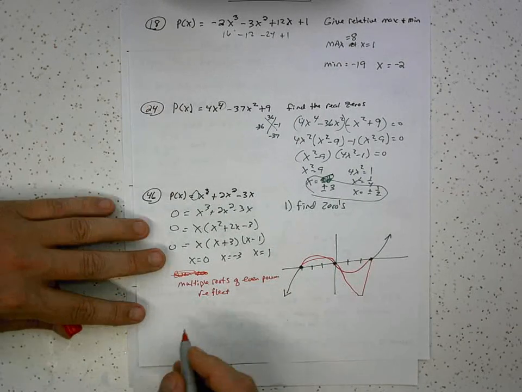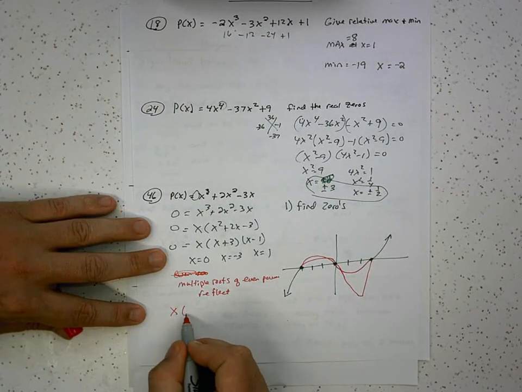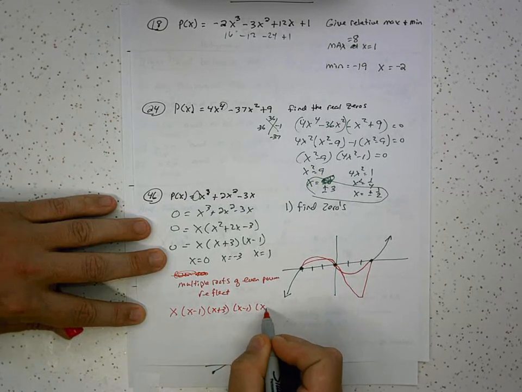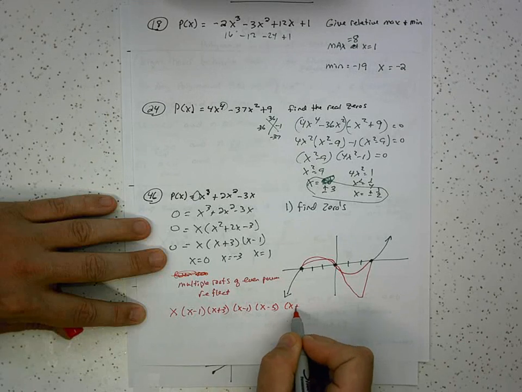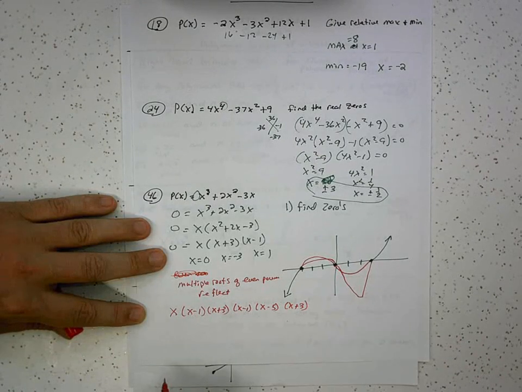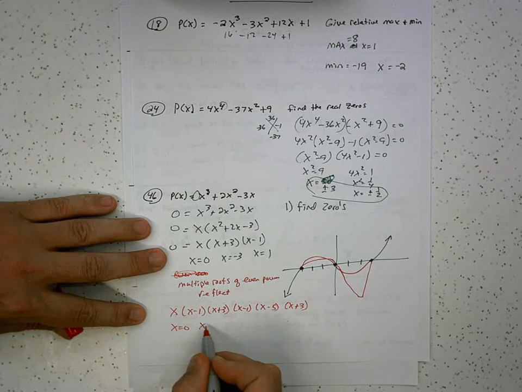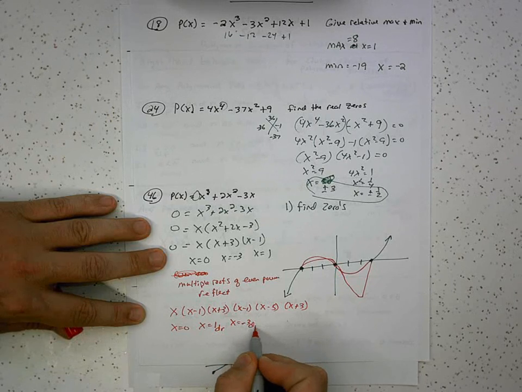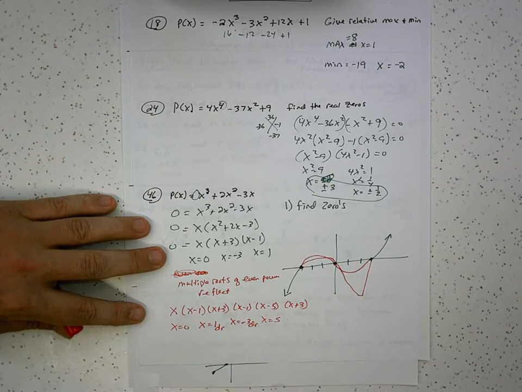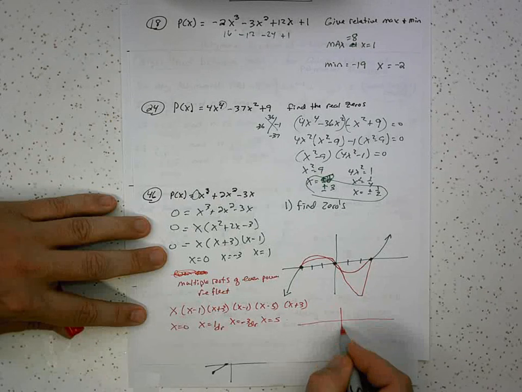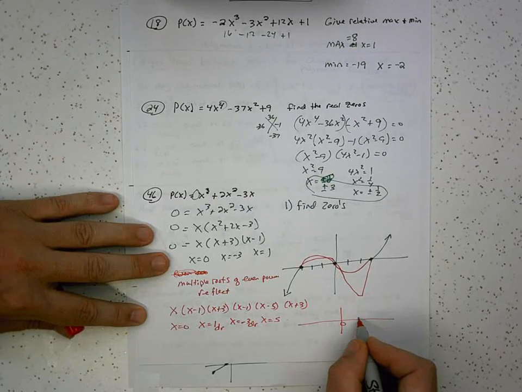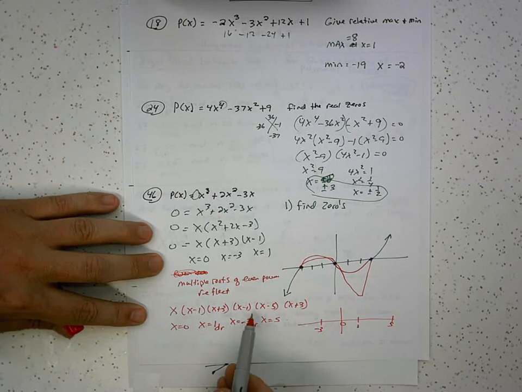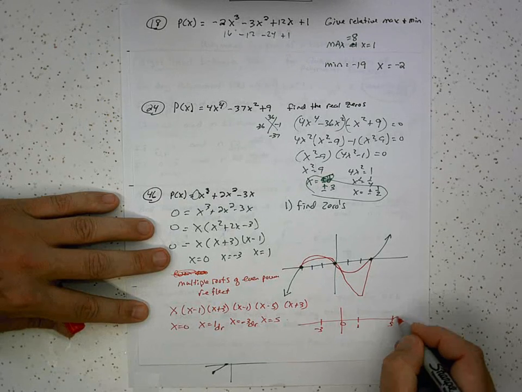But if I had something like this, okay, when I solve this, I get x is 0, x equals 1, which is a double root, negative 3, which is a double root, and 5. If I graph that, okay, I've got 0, 1, 5, and negative 3. Right-hand behavior, they're all positive, so it's going to go up over here.